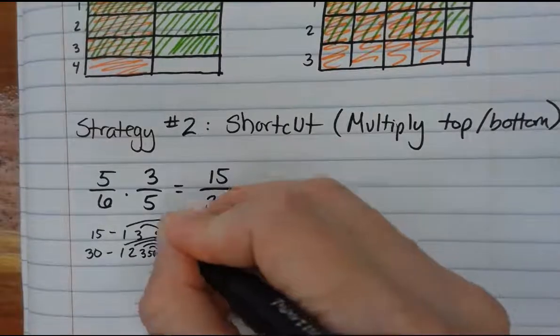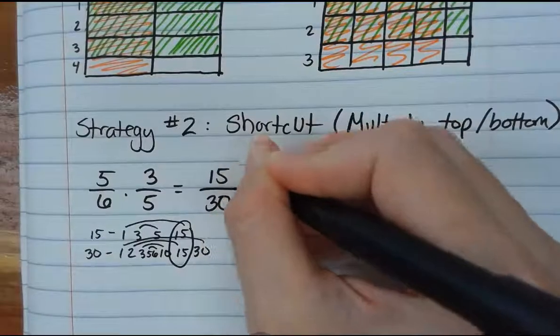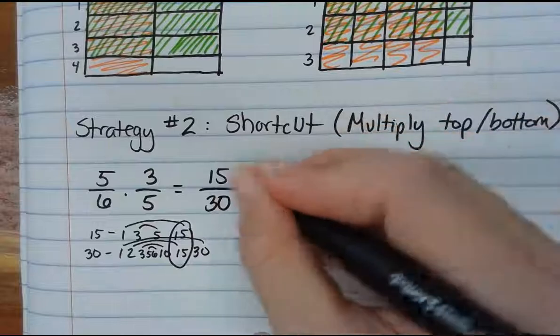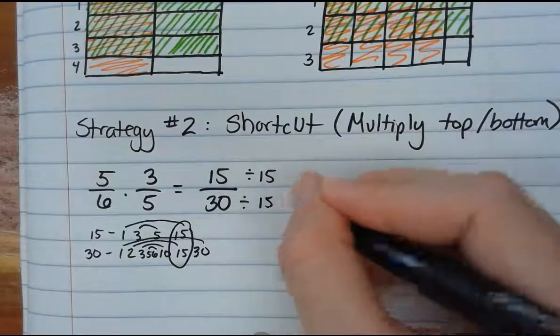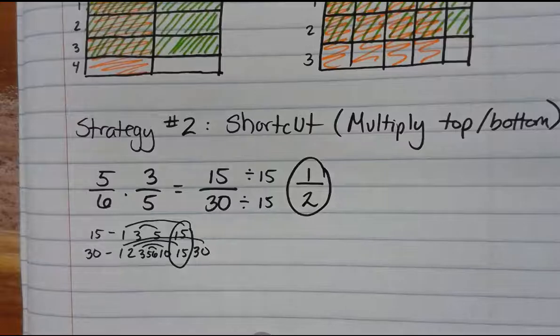But the thing that they have in common here is the 15. So we can actually divide both of these numbers by 15. You might have thought to divide them by 5 at first, then you'd have to divide by 3. 15 divided by 15 is 1. 30 divided by 15 is 2. So our final answer here is actually 1/2.